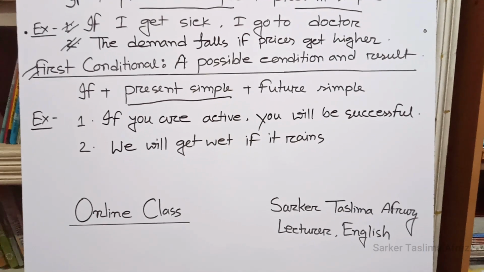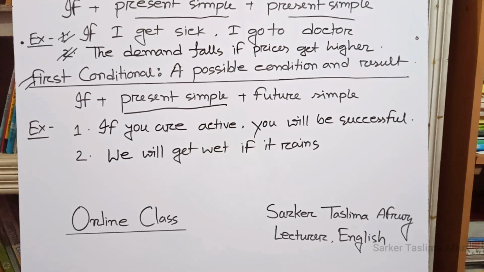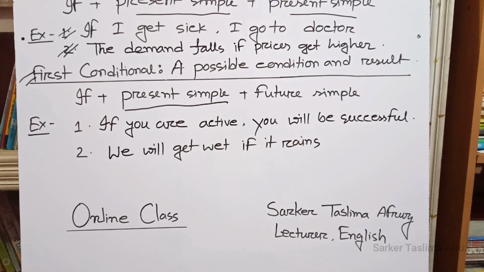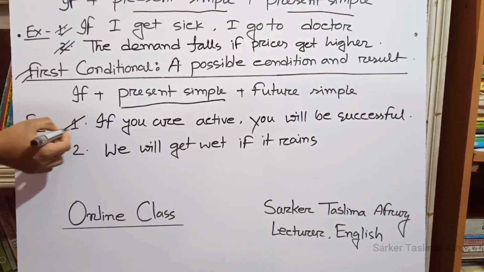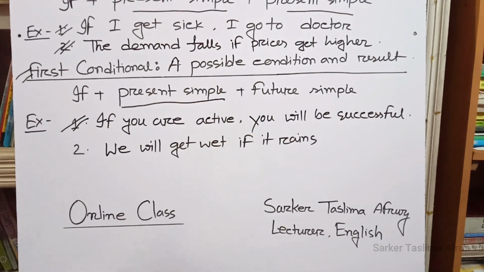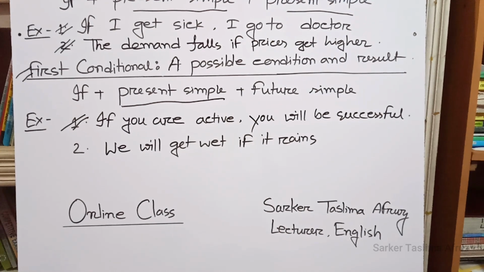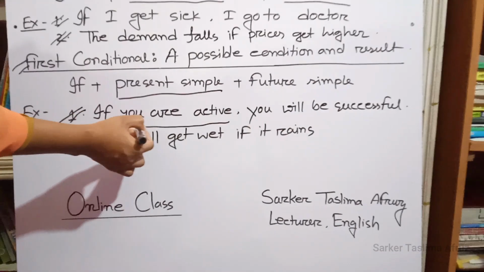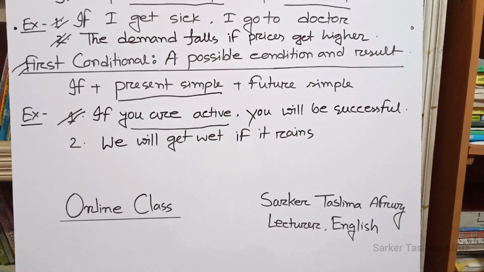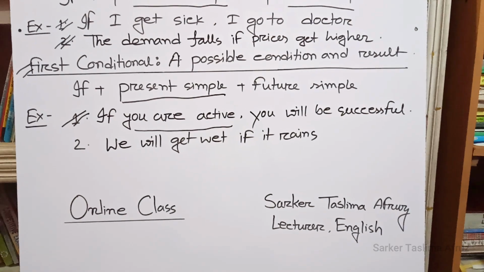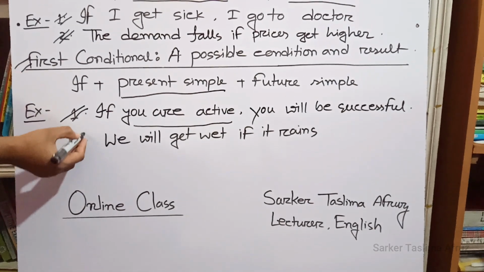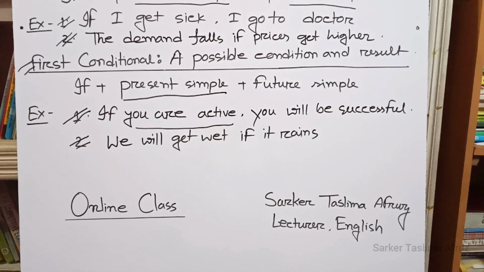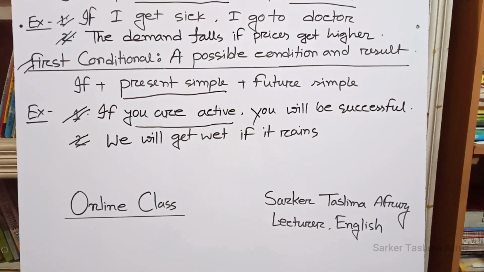Here are also two clauses. First one is the principal clause or subordinate clause. Here are some examples for you. First one, if you are active, you will be successful. See, if you are active. In fact, you are not active. If you are active, in that case you will be successful. Next one, we will get wet if it rains. If it rains, so basically it's not raining.